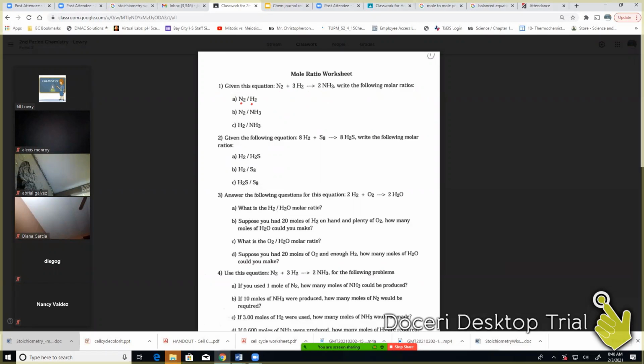I'm going to erase that. Okay, so now we'll do the next one. Nitrogen to ammonia. So what's my coefficient for nitrogen? 1, right? And then you draw your slash. And what is my coefficient for ammonia? 2. That looks like a fraction, but it's not, or you could write it like this. All that's saying is 1 mole of nitrogen gives me 2 moles of ammonia.